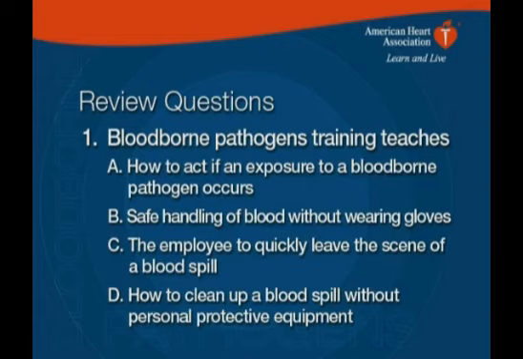Bloodborne pathogens training teaches A. How to act if an exposure to a bloodborne pathogen occurs. B. Safe handling of blood without wearing gloves. C. The employee to quickly leave the scene of a blood spill. Or D. How to clean up a blood spill without personal protective equipment. The correct answer is A. Bloodborne pathogens training teaches us how to act if an exposure to a bloodborne pathogen occurs.